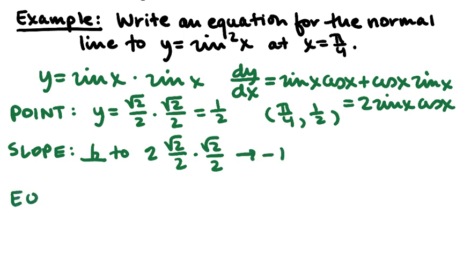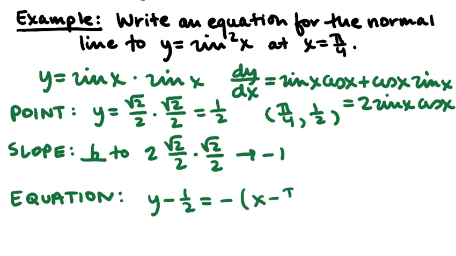So the equation of my normal line is going to be y minus a half is equal to negative 1 times x minus pi over 4. That's all I got for you today.